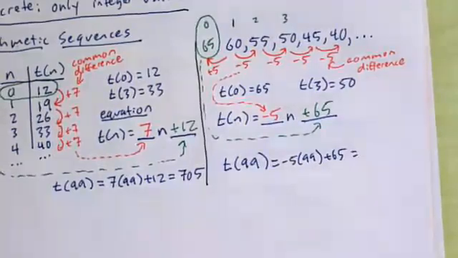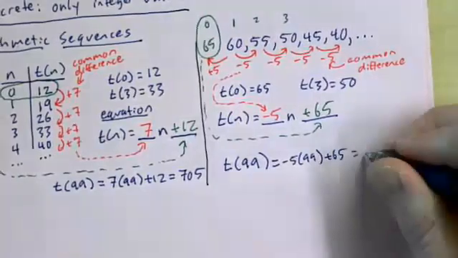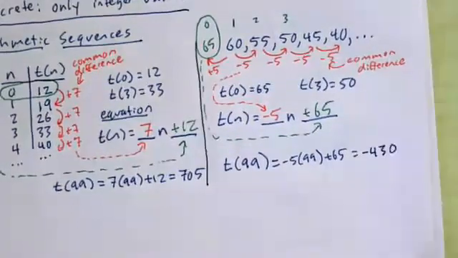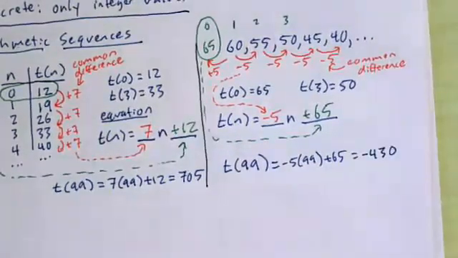All right, let's see if I can do this one in my head. -5 times 99 would be, that's -500, but 1 less than 100, so -495 plus 65, so plus 5 would be -490, plus 60 would be -430. Woo! On a roll today.